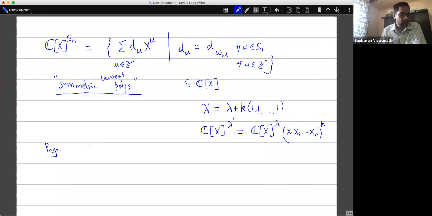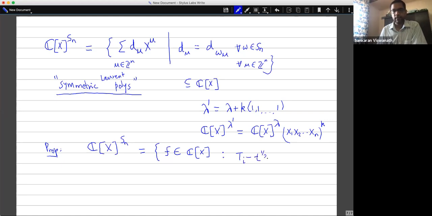Okay. So the proposition here is that the set of symmetric polynomials, S_n invariant polynomials, can be characterized in terms of the action of the Hecke algebra as follows. You can think of it as those elements of the polynomial representation on which Ti minus t to the half acts trivially.